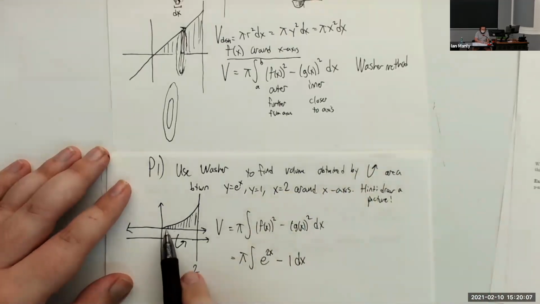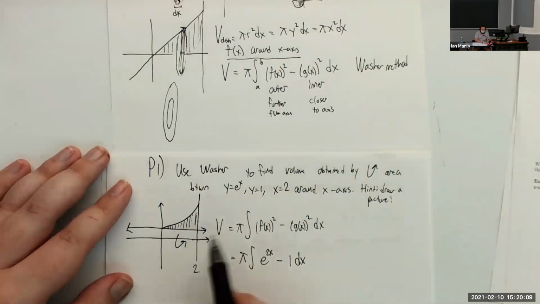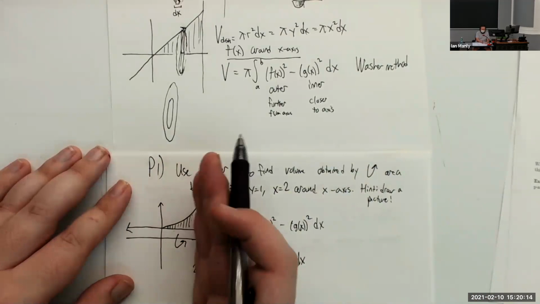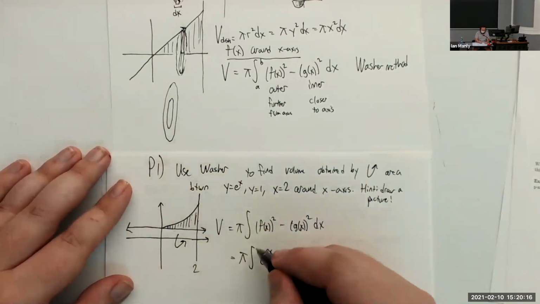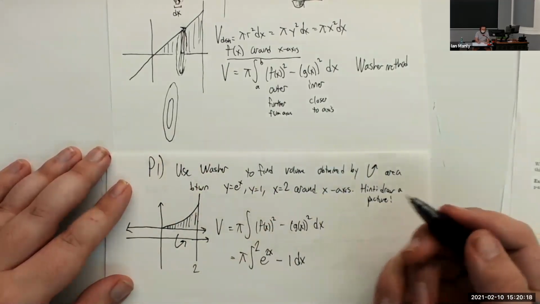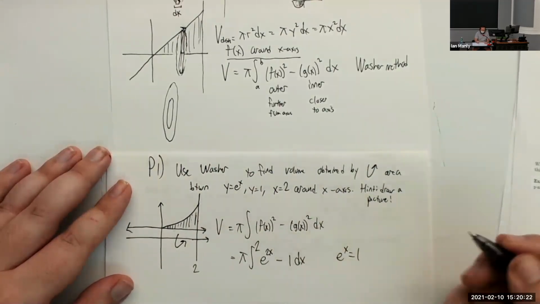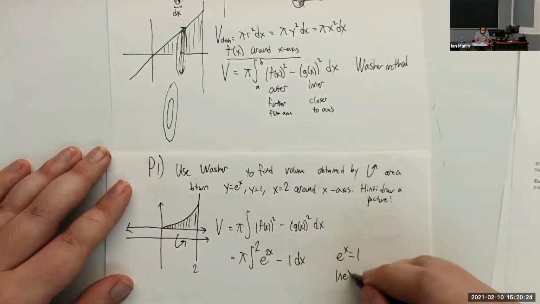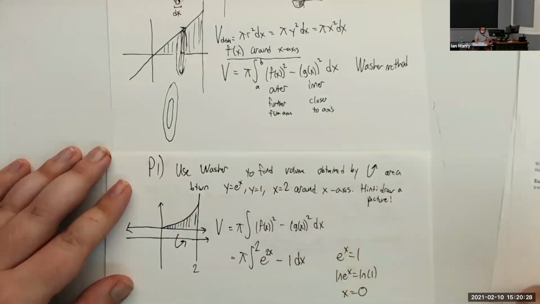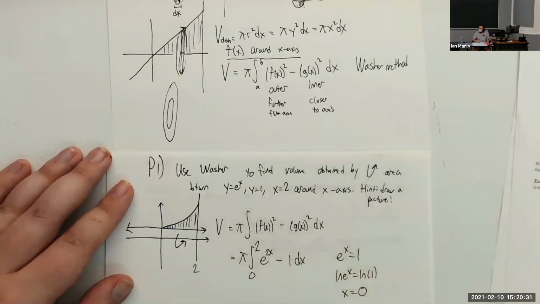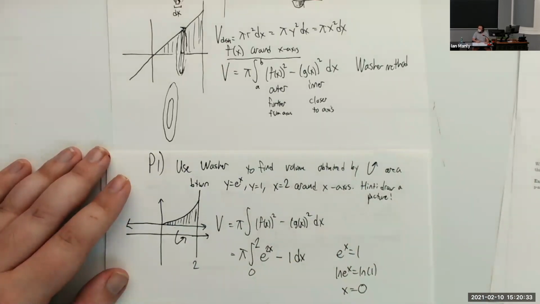And then finally, we need to figure out what our bounds are going to be. Now, it's pretty clear from drawing the picture that our upper bound will be x equals 2. This is the x value in which we stop having the shape. So we could just put a 2 up there. And then in case you didn't know where this point is, we could set e to the x equal to 1, and then we could take natural log of both sides. And we see that x is going to be 0 here. So we're going to go from 0 to 2 for this integral right here.